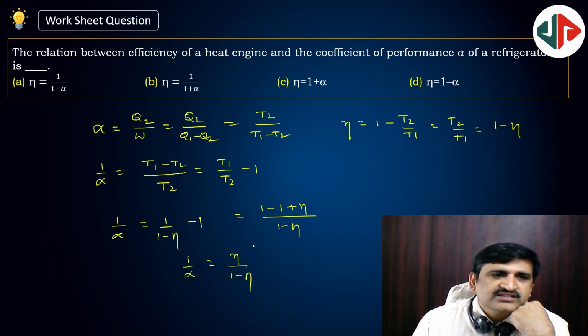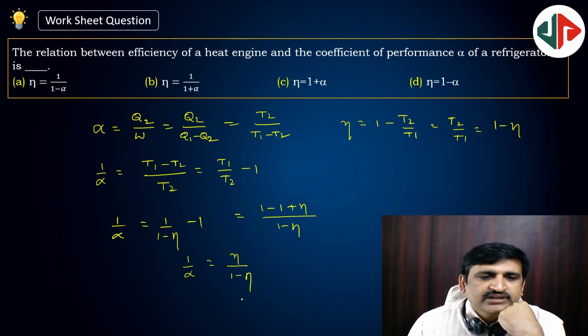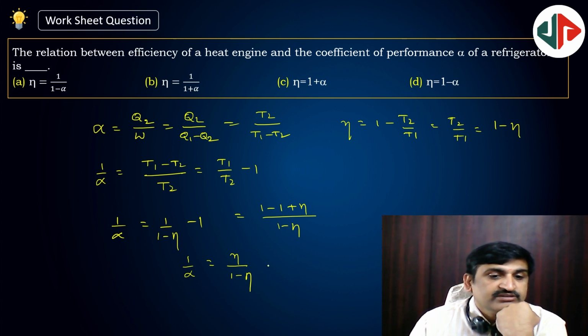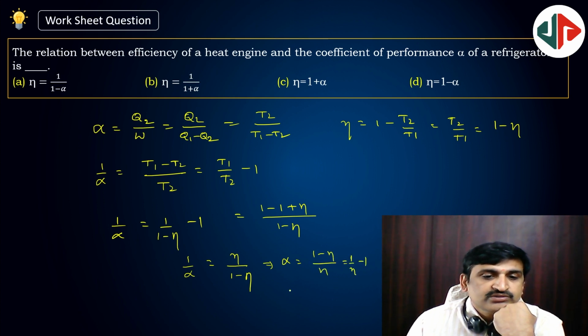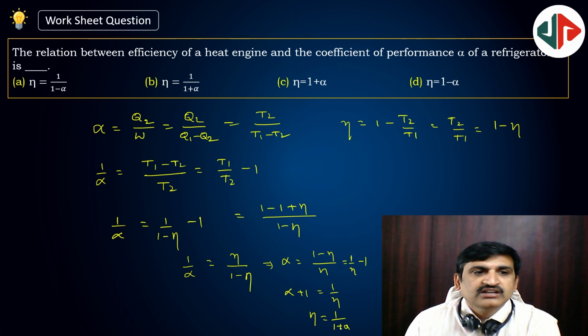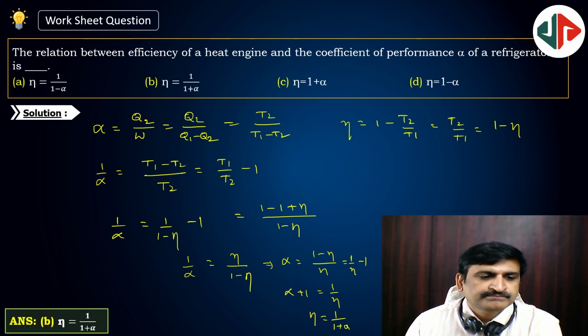So whatever is most suitable, that you can take up. And this is eta subjected, not alpha subjected. Okay, no problem. So alpha is equal to (1 minus eta) by eta, that is equal to 1 by eta minus 1. So alpha plus 1 is equal to 1 by eta, eta is equal to 1 by (1 plus alpha). Plus and minus 1 by (1 plus alpha). Yes, B.